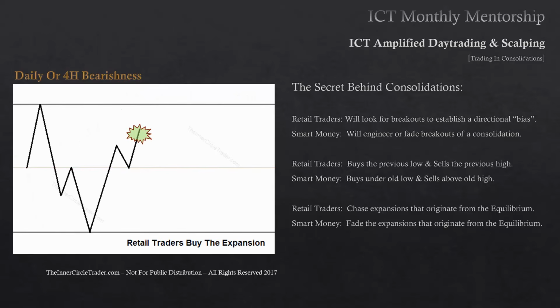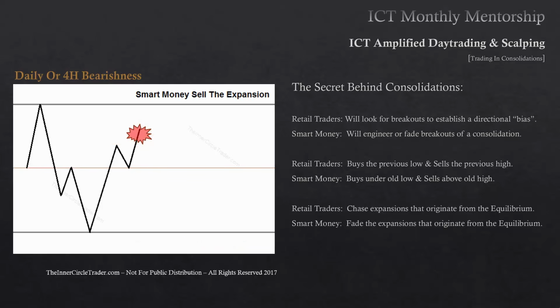Okay, when the daily or 4-hour order flow is bearish and we see price moving higher, away from that equilibrium price point, and it breaks a short-term high, when that short-term high is broken, retail traders are going to see that as a break in structure, and they're going to look to buy going long, and they're going to look for an ABC type formation and expect to see strength in that particular market.